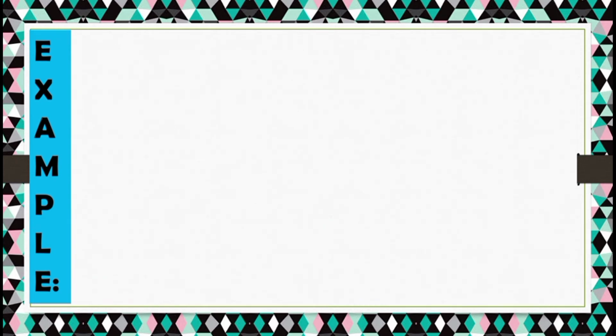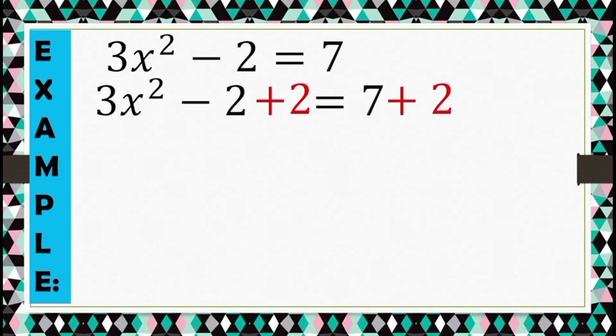Let's have our third example. 3x squared minus 2 equals 7. In this case, we need to get rid of negative 2 on the left side of our equation. Using addition property of equality, we will add both sides by 2. Therefore, the result would be 3x squared is equal to 9.